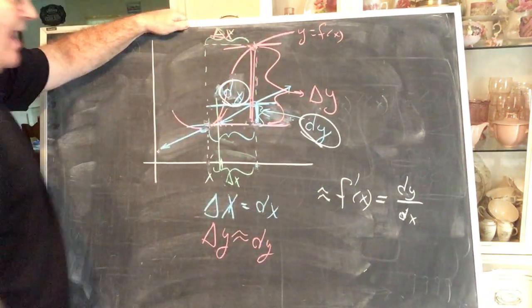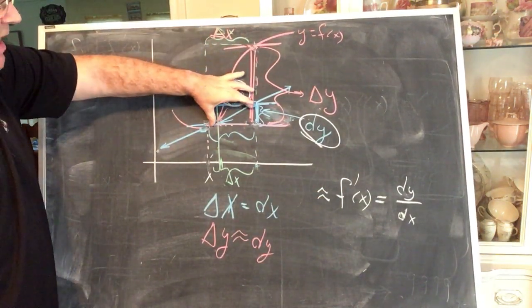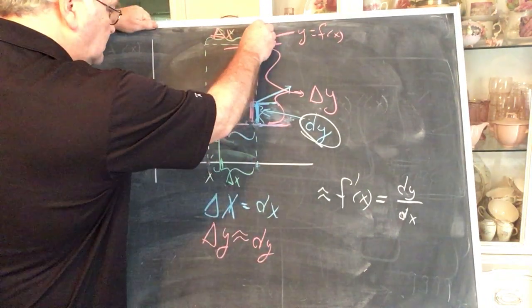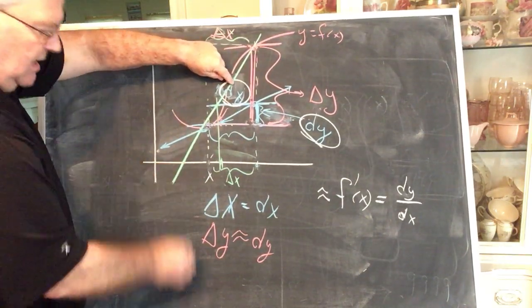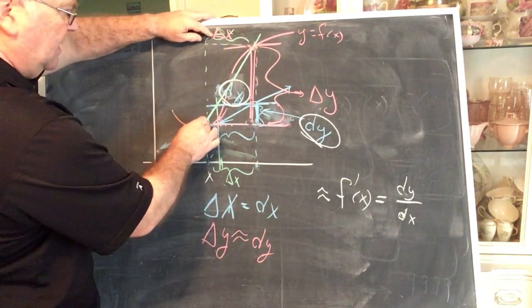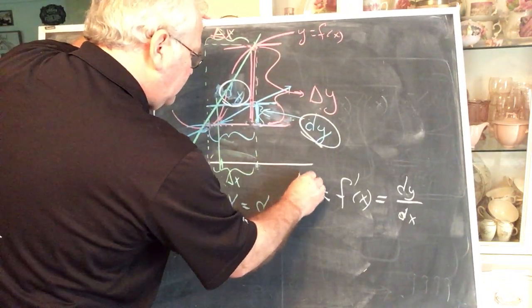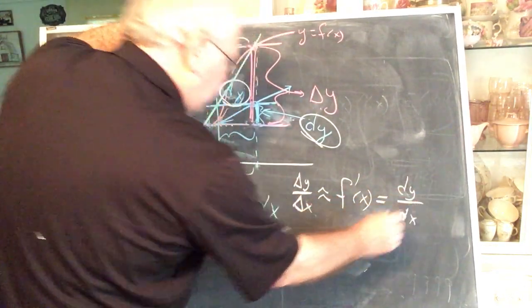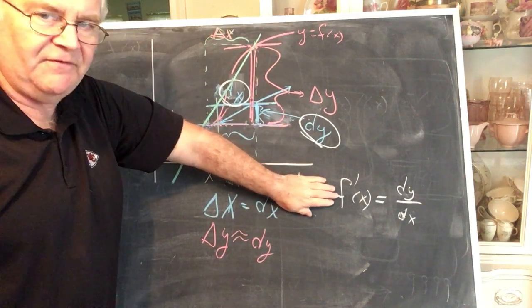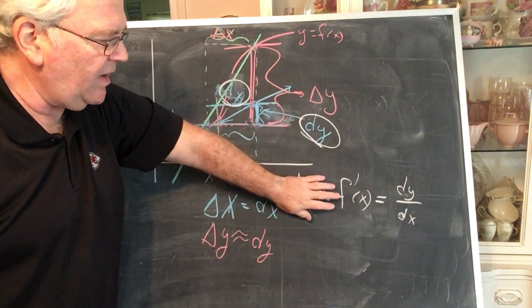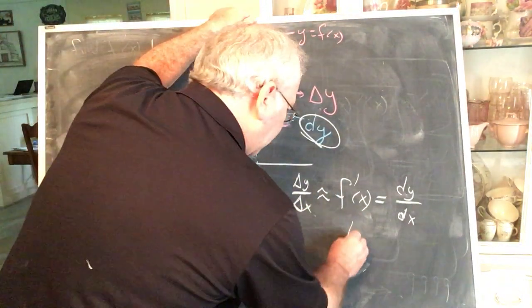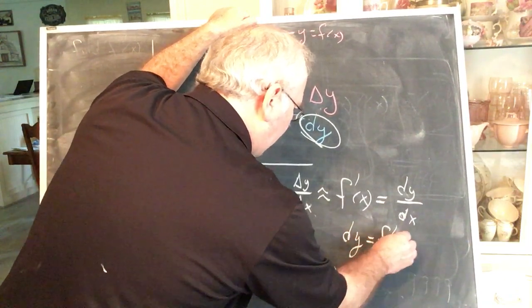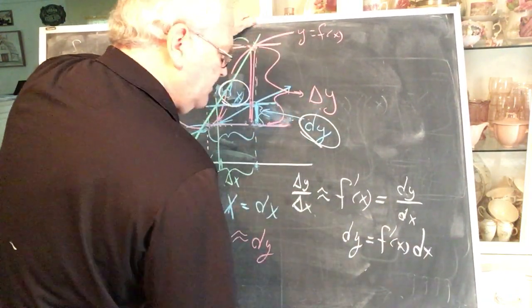And we also have that the slope of this blue line is approximately equal to the slope of that secant line. What is the slope of the secant line? The slope of the secant line is delta y over delta x. These are approximately equal. These are equal. Now, from that half of this statement, we can multiply both sides of the equation by dx, and what we have is this: dy is equal to f prime of x dx.